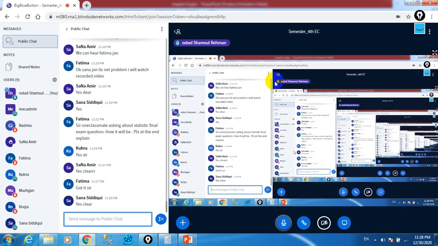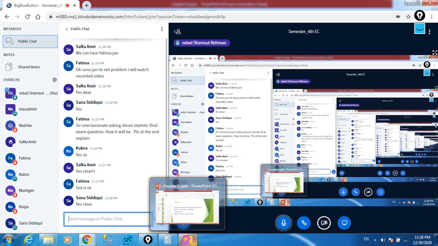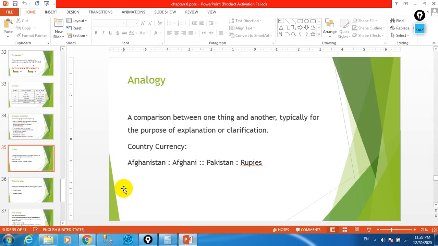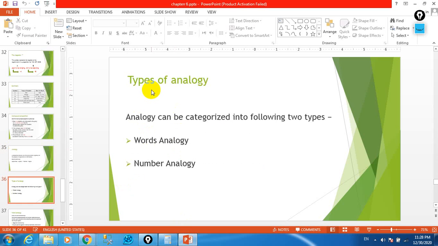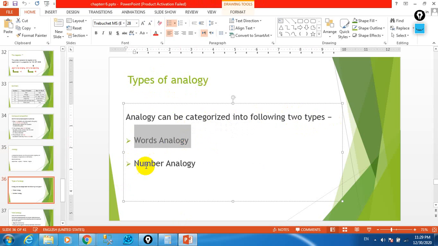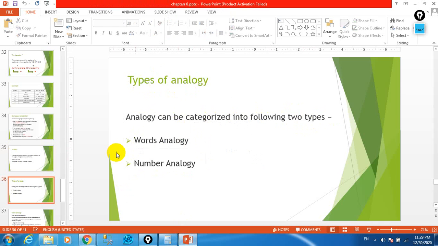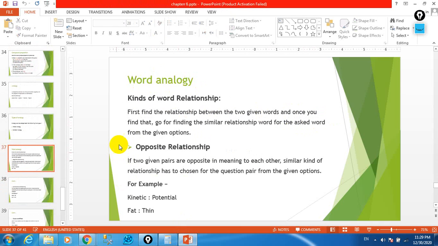Okay, so here we have some more examples of analogy and types of analogy. Analogy can be categorized into the following two types: word analogy and number analogy. So now let me explain the word analogy. What is word analogy? It covers kinds of word relationships.